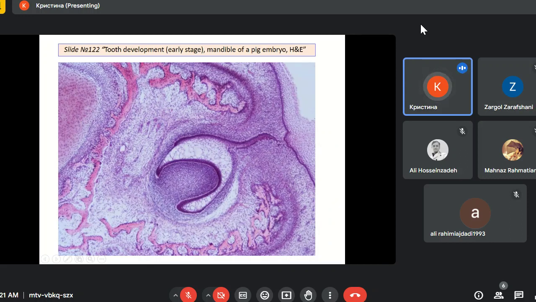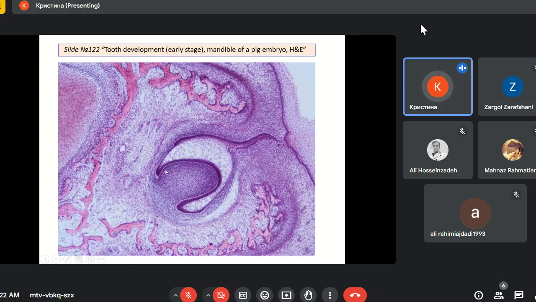This is our histological preparation. It is called tooth development early stage, but actually it is the stage of enamel organ, actually the Bell stage, because here you can see that it will lose its connection with the oral epithelium very soon, and here the cells of the inner enamel epithelium will differentiate into enameloblasts. They lie upon the basement membrane, the white line here.